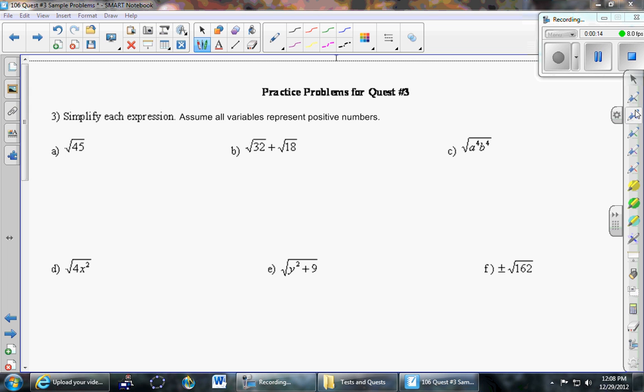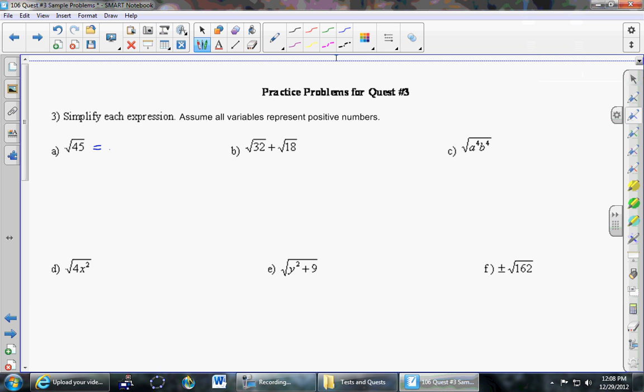So the goal here is to find a nice factor of 45, nice meaning a perfect square. So 45 you can break down into the product of several different numbers. For example, 45 is 3 times 15, but that's not helpful because neither 3 nor 15 is a perfect square. So if we're only seeking numbers that are perfect squares, 9 is the one that we're going to want to use.